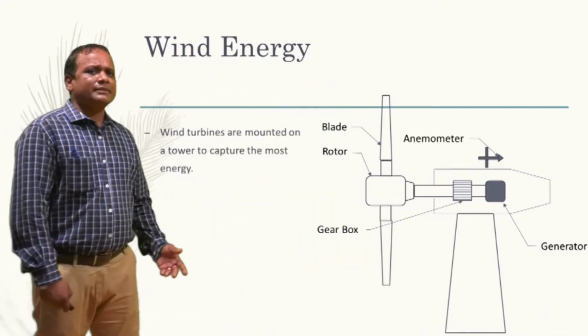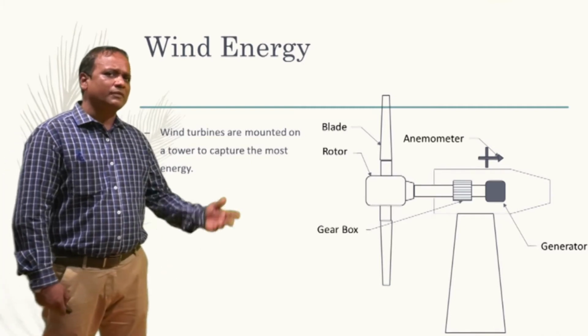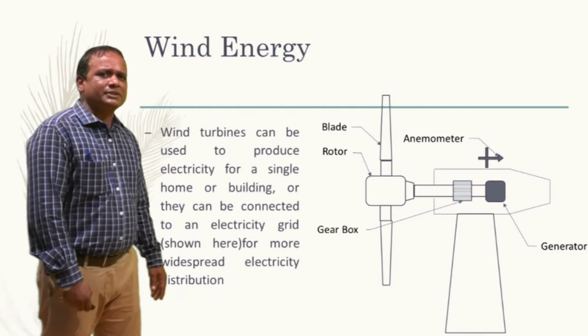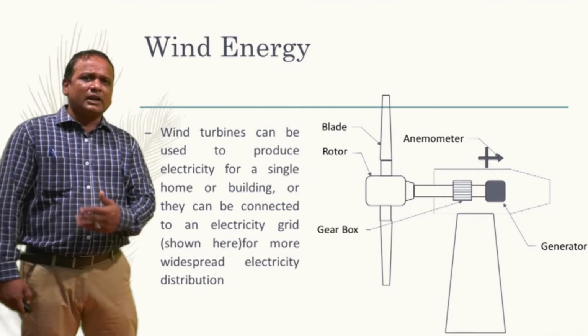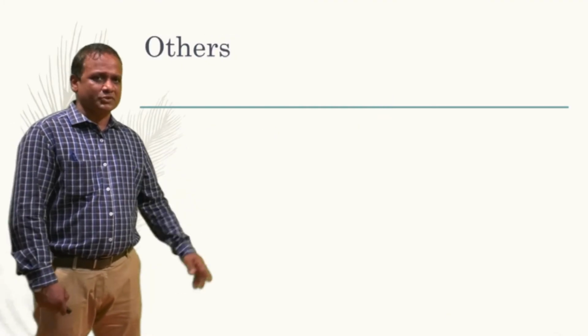So the wind turbines are mounted on a tower to capture the most energy. Further, wind turbines can be used to produce electricity for a single home or a building, or they can be connected to an electric grid, as shown here, for more widespread electricity distribution.